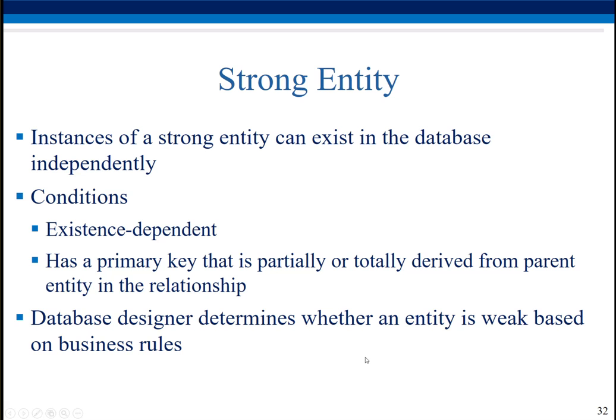A strong entity can exist in the database on its own. A weak entity is called existence dependent. It has a primary key that's partially or totally derived from the parent entity in here. And again, the database design will determine whether or not to do it and what the business rules are.